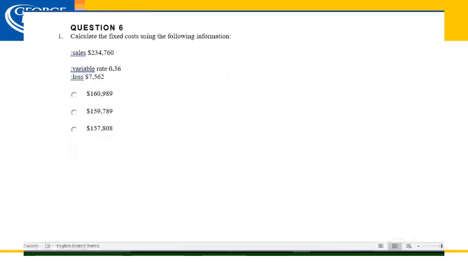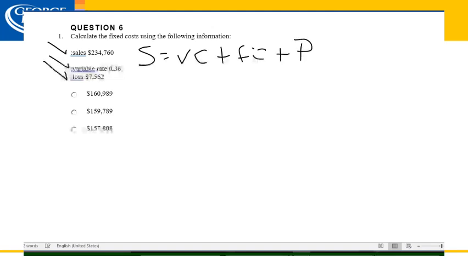Okay, question number 6. We want to find our fixed costs using the following information. We got sales, we got a variable rate, we have a loss, and we have to find our fixed cost. So to solve this question, let's think back to our basic CVP equation, which is our sales equals our variable costs plus our fixed costs plus our profit. Okay, and we want to find our fixed costs.